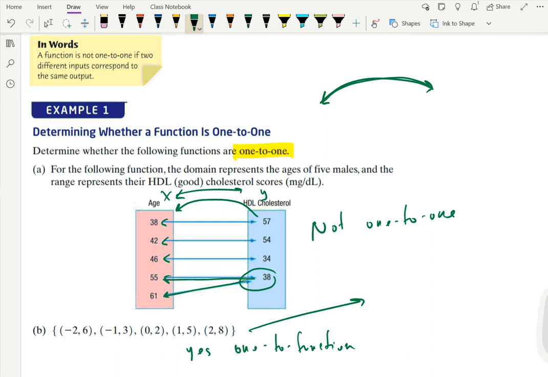Let's take this graph out here. Letter B. Let's do it in the mapping notation.